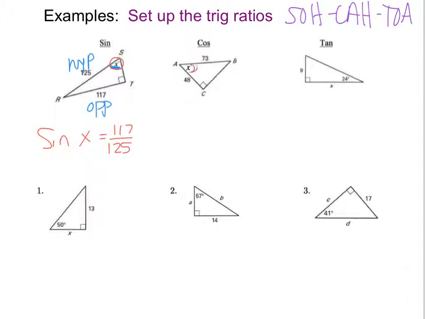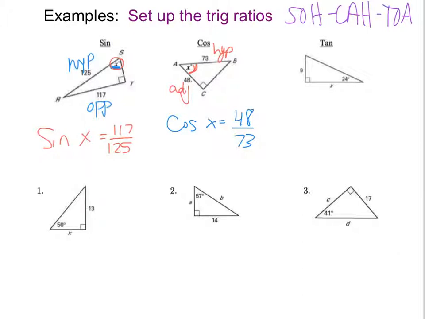The next one, I'm looking at this angle right here, and they give me the hypotenuse, and I know that because it's opposite the right angle. And this side right here would be my opposite because it's the side opposite that angle. So this has to be adjacent. So I'd put adjacent here. And I would say, okay, which one of my trig functions gives me adjacent and hypotenuse? And it would be cosine. So now I'd say cosine of x equals adjacent over hypotenuse, so 48 over 73.